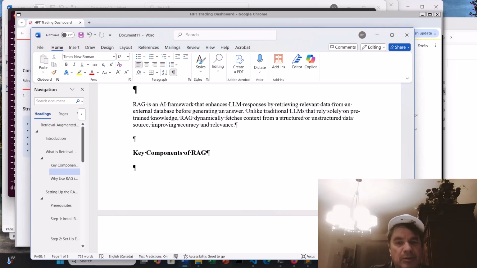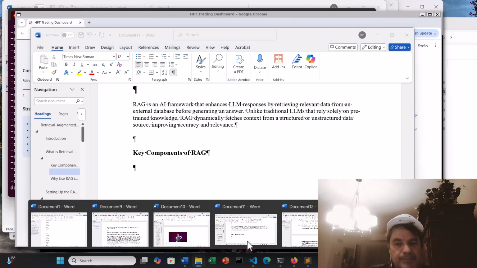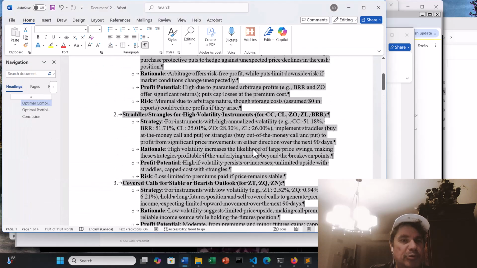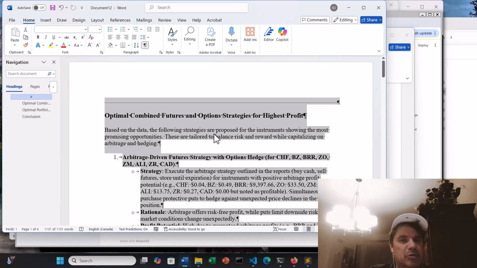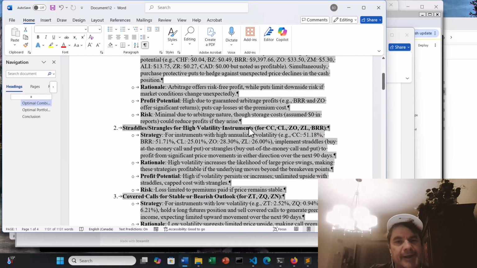So I'm able to basically showcase a summary report from those reports. And again, this is 100% AI. Everything I'm generating is 100% AI.